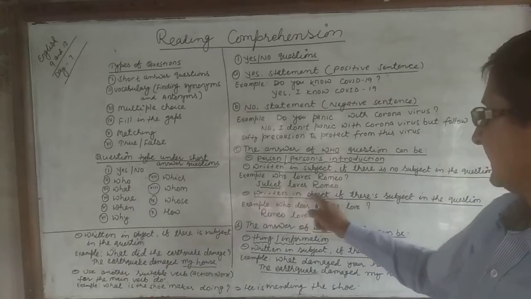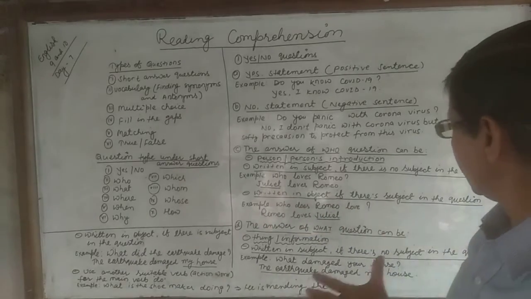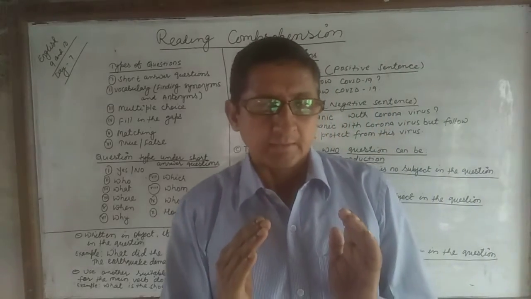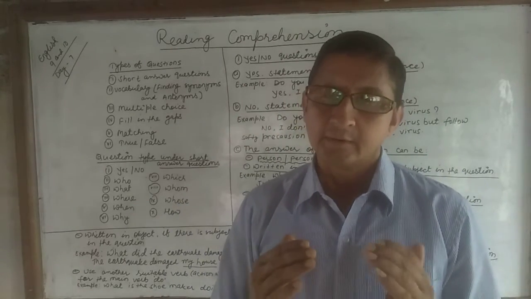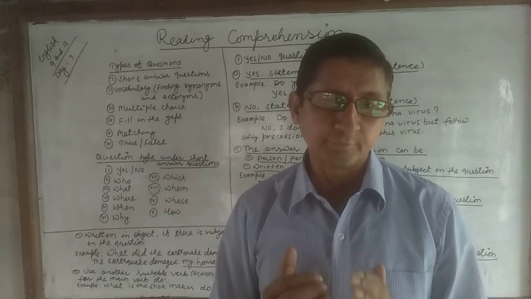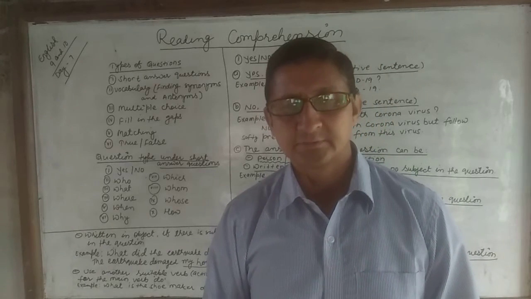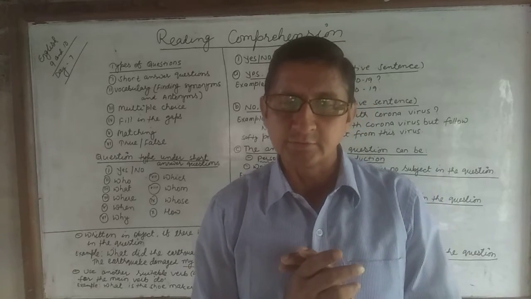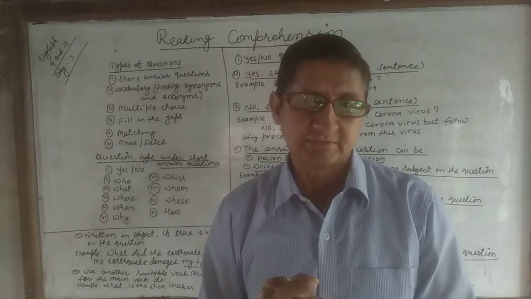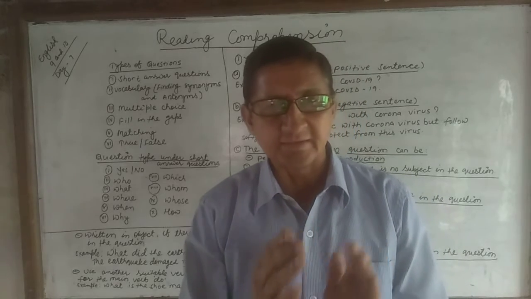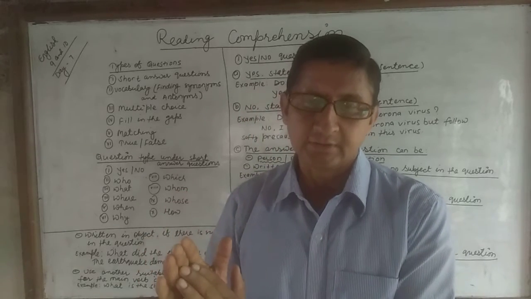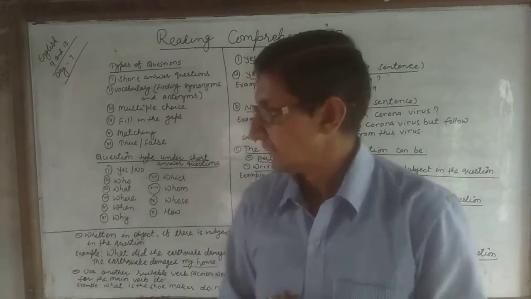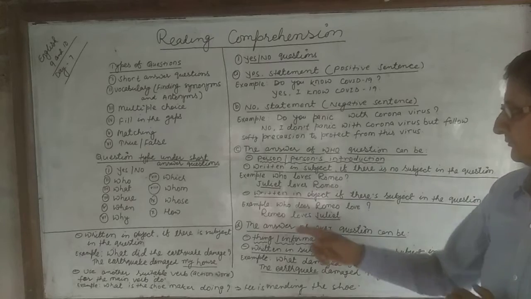Next, written in object if there is a subject in the question. In an object question, we want to find out information about the object, and in the question there is the use of the auxiliary verb do, does, did. The answer is written in object, not in subject. Let's see the example.